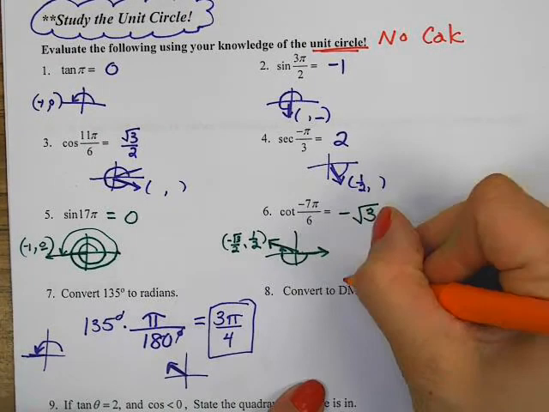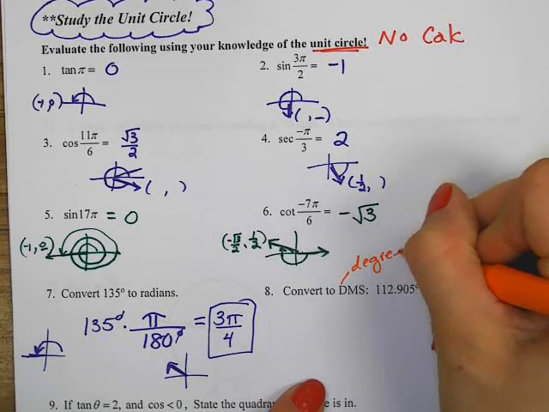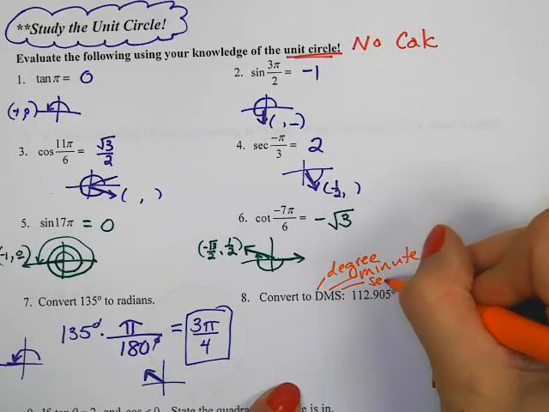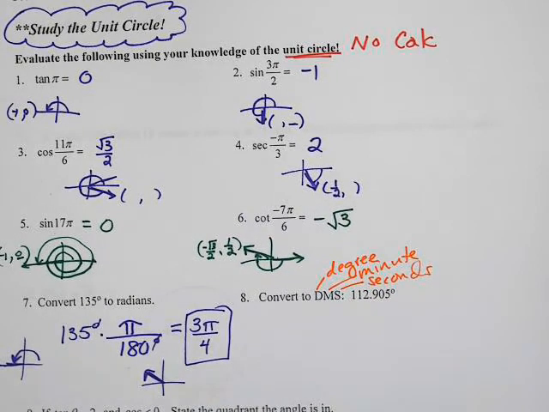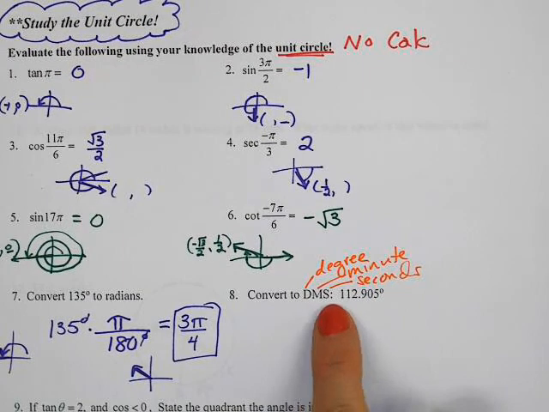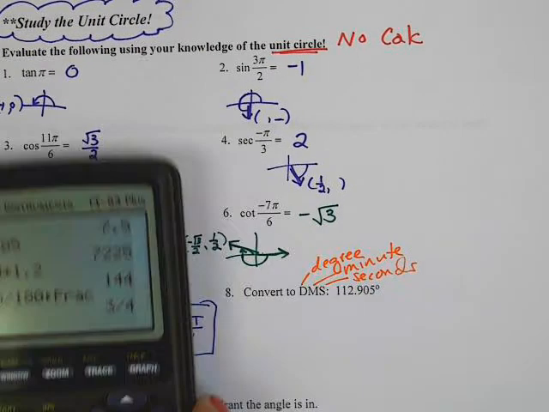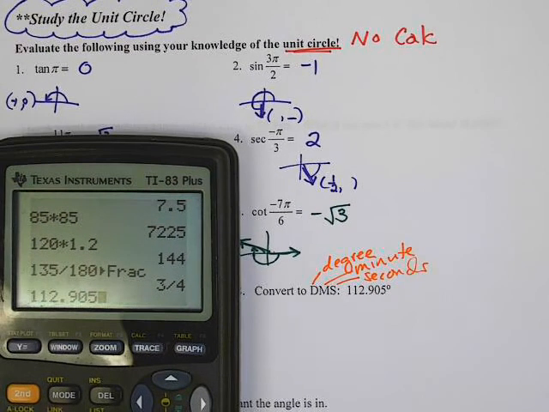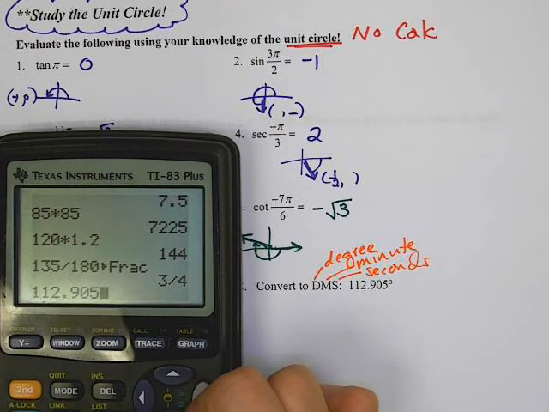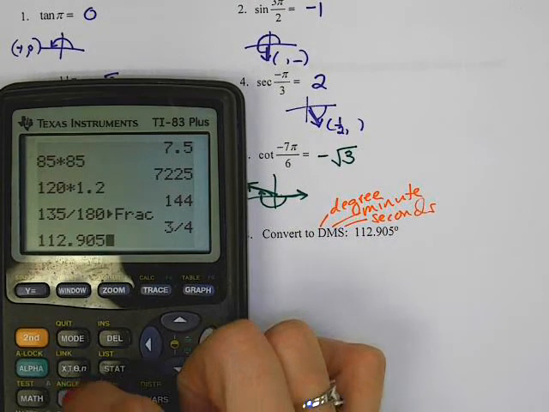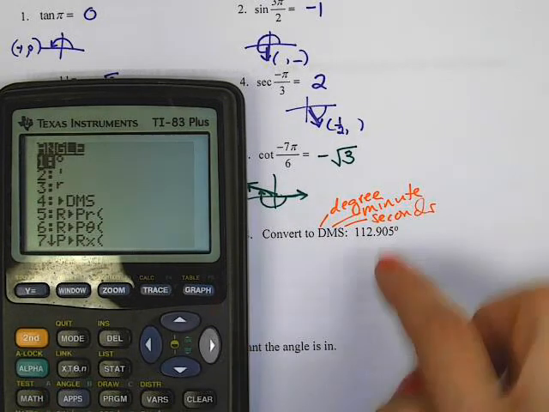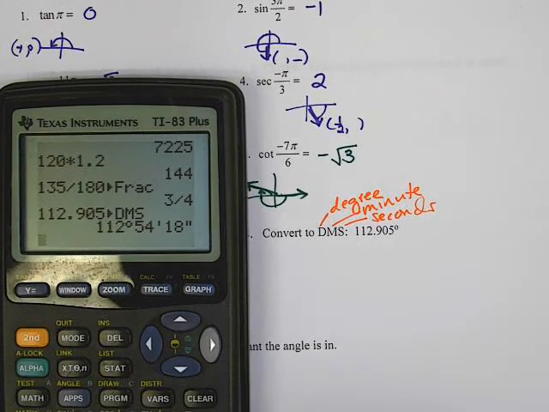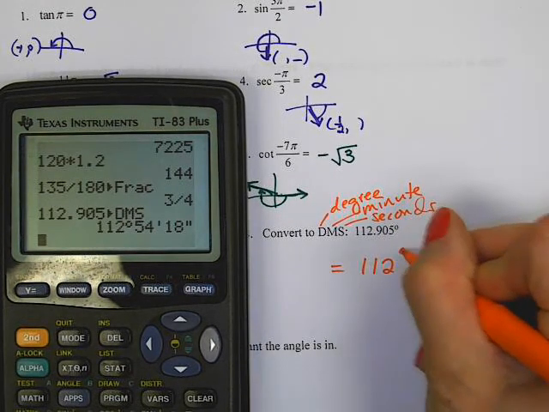DMS stands for degrees, and then M stands for minutes, and S stands for seconds. Okay, so this answer is in decimal form, but I want to convert to DMS form. So the way that we're going to do this is type 112.905, and you're going to go to the angles command. The angles command is on top of your apps button. Whatever color it is, you hit that color button. In the angles command, you're going to choose change into DMS.